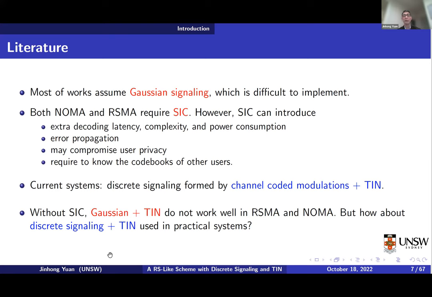In our industry community, or in our current systems, what we usually have is QAM, PSK, this discrete signaling. And at the receiver side, we always have the scheme called treating interference as noise, or TIN. We use practical channel coding and modulation together with TIN; that is the current standard. Without SIC, Gaussian signaling with TIN does not work well in RSMA and NOMA, to the best of our knowledge. But the question is, how about we design some discrete signaling with TIN by using some principles from rate splitting, and hopefully it can perform well in practical systems? That is a bit of motivation.